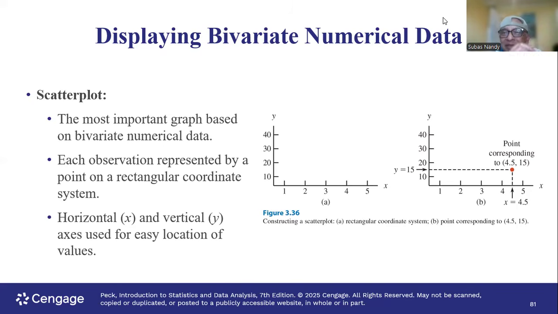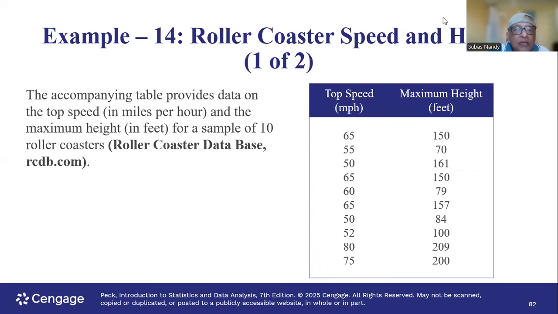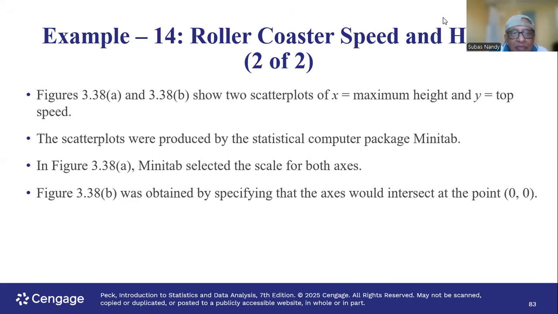Why is this called a scatter plot? You may wonder. It is called a scatter plot because the points are scattered all over the xy plane. So we use the horizontal axis x and the vertical axis y for easy location of values. The accompanying table provides data on top speed in miles per hour for a sample of 10 roller coasters from the roller coaster database, with top speed in miles per hour and maximum height in feet.